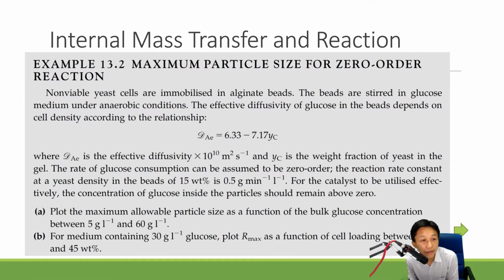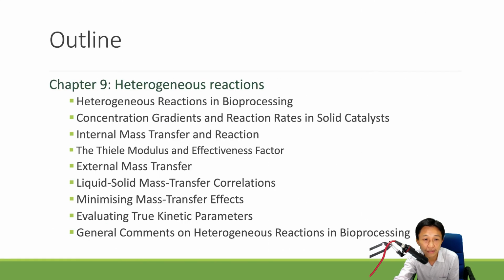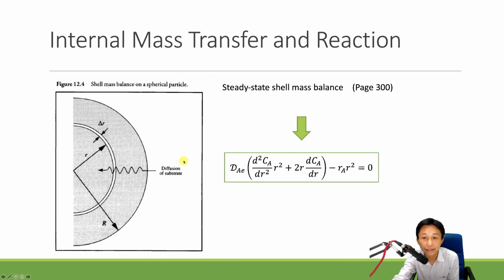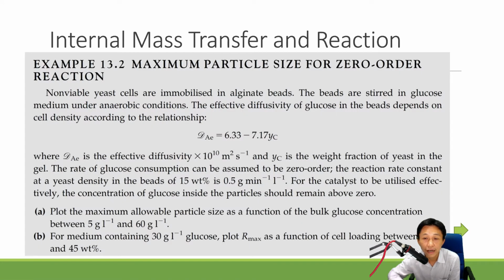Non-viable yeast cell. Viable is living cell. Okay, yeast cells are immobilized in alginate bead. So we put in alginate bead like this one. And then what next? The beads are stirred in glucose media, with oxygen or without oxygen, anaerobic.